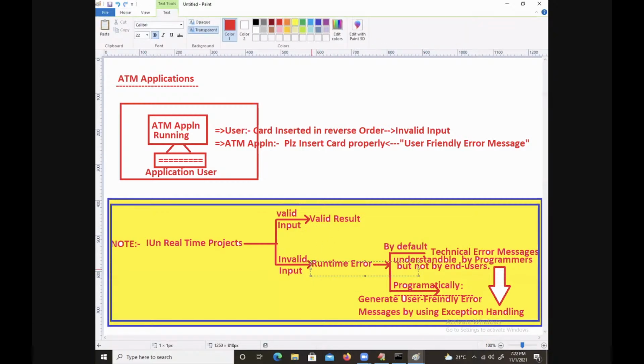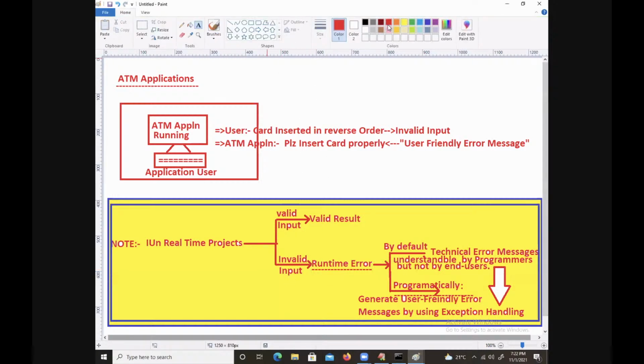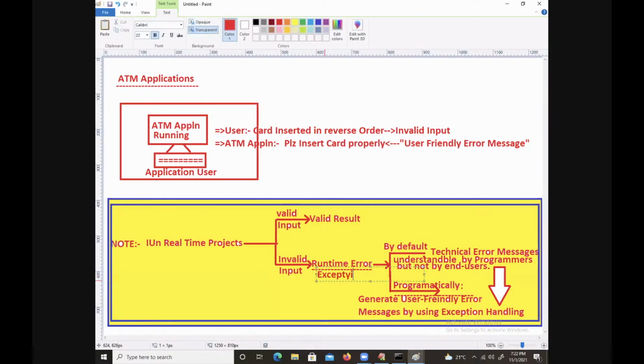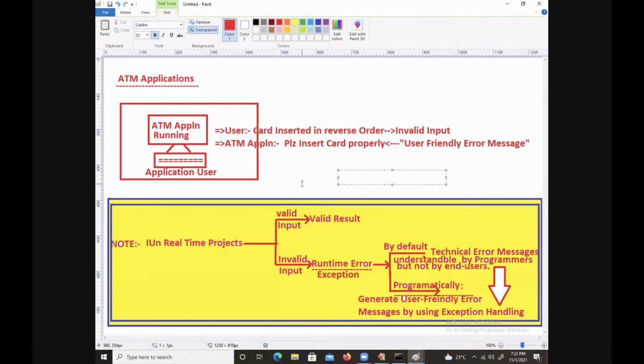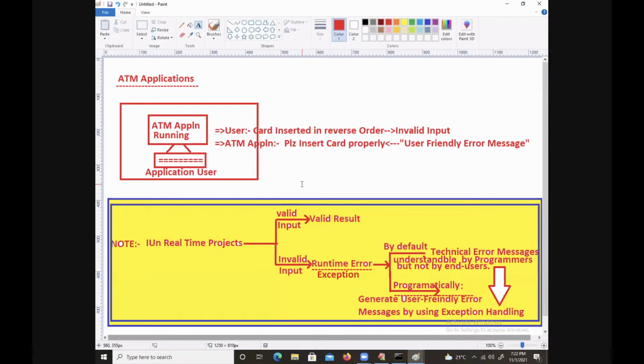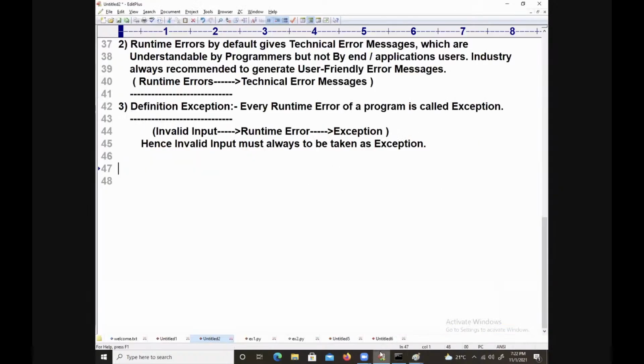Here you see, runtime error, I am writing at this moment of time. One sentence I am writing. Exception, one word I am writing. What is the word I am writing here? Exception. Every exception by default generates what? Technical error message. Every exception by default gives a technical error message. We use exception handling. We convert into what? User-friendly error messages. Okay, let us come back to the point.